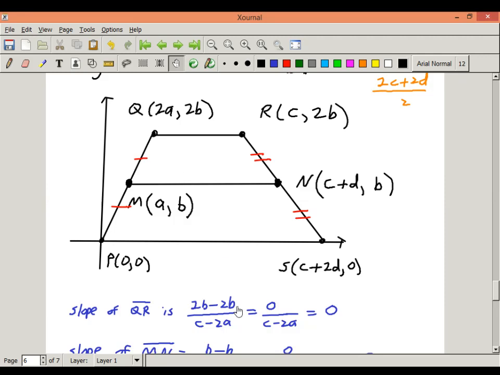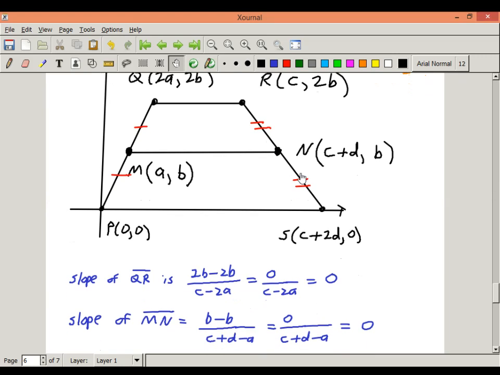So c minus 2a, that's down here in the denominator. The top of the fraction is 0, the bottom is c minus 2a, but when you have 0 on the top of a fraction, you get 0. So the slope of the top of this trapezoid is 0.